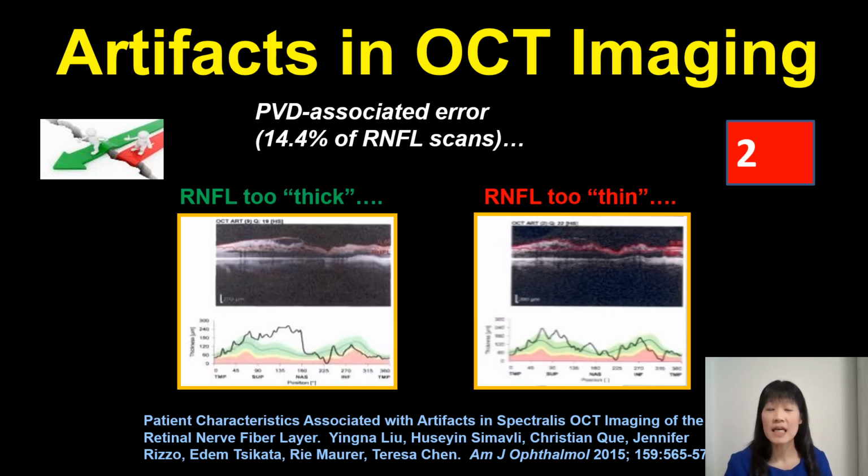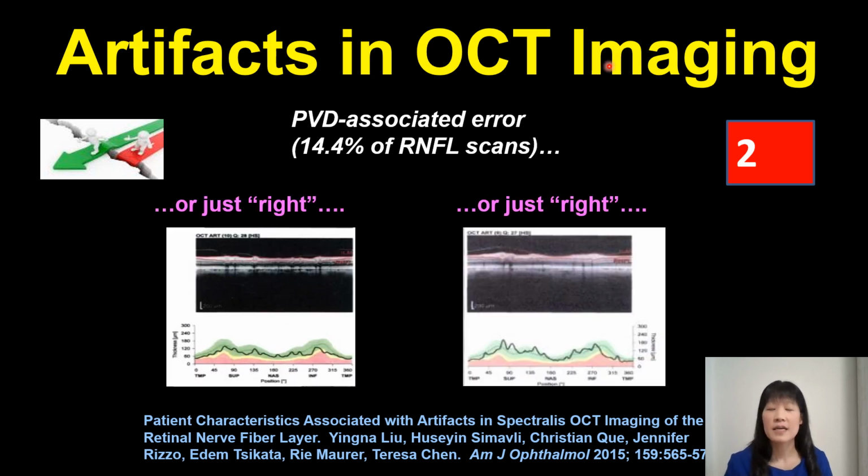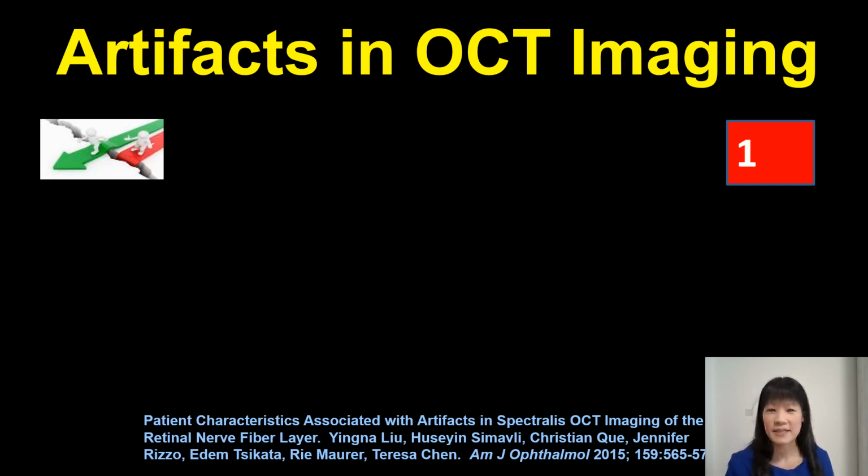Sometimes that PVD can cause the RNFL thickness to be segmented incorrectly too thick. Sometimes that PVD can cause the RNFL to be incorrectly segmented too thin. And sometimes the PVD doesn't affect the segmentation by the computer and the RNFL thickness can be just right, or can be accurate. Meaning if it's just right, we can still use that RNFL thickness data despite that PVD.